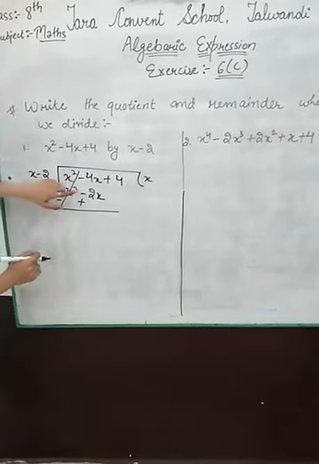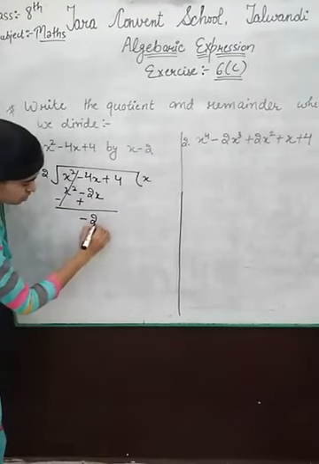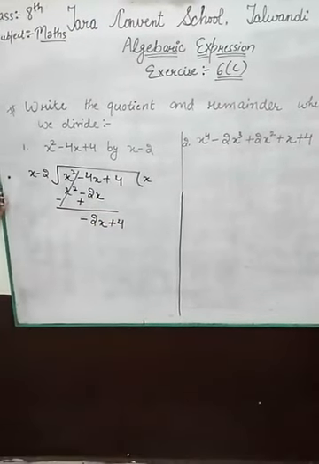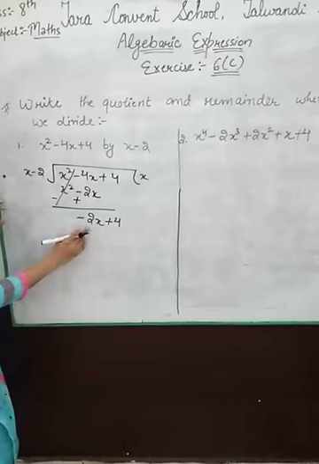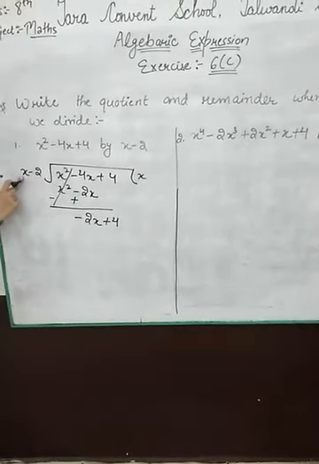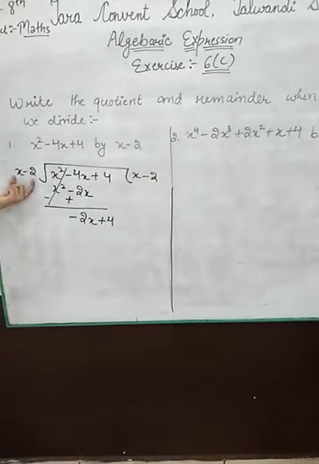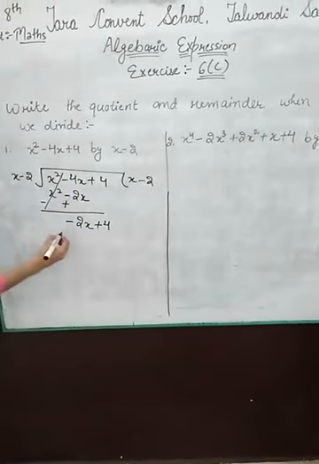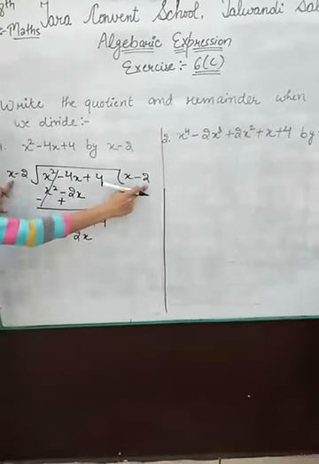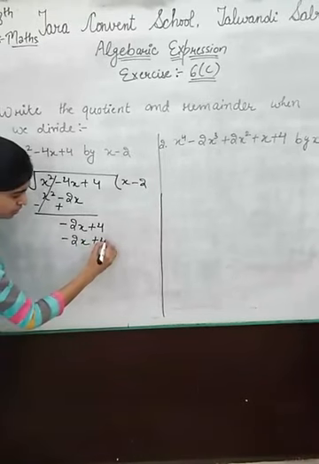Okay. Then we will see minus 4x plus 2x, we will get here minus 2x. Take down the third term, 4. Now here we need minus 2x, but here we have only x, meaning we have to multiply with minus 2. Then we will multiply this term with minus 2. x multiplied with minus 2 gives minus 2x. Minus 2 multiplied with minus 2, we will get plus 4.